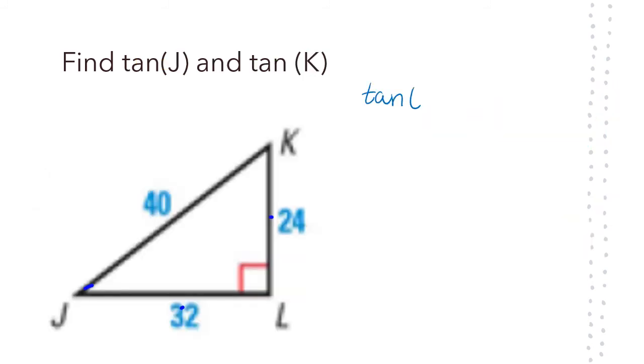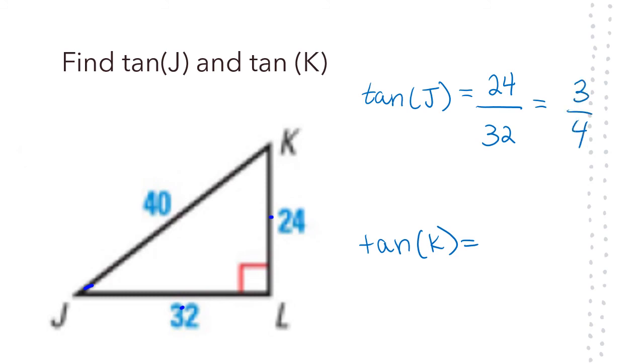Take a moment to find the tangent of angle J and the tangent of angle K. Tangent of angle J, the side opposite angle J is 24, the side adjacent angle J is 32, and I can write this in simplest form by dividing both the numerator and the denominator by 8. So 3/4 is my answer to the tangent of angle J. The tangent of angle K, the side opposite angle K is 32, the leg adjacent to angle K is 24. Simplifying that gives us 4/3.